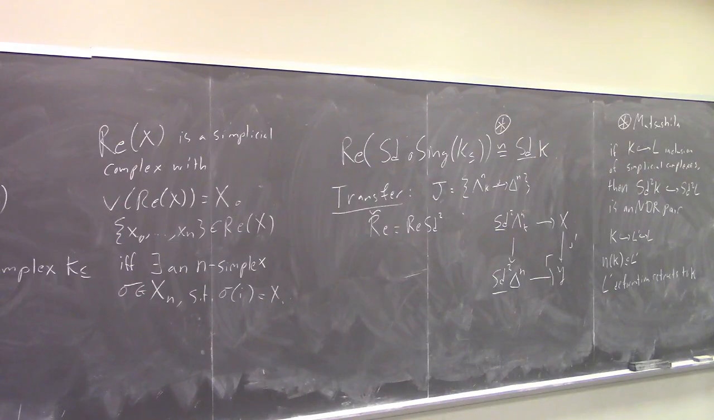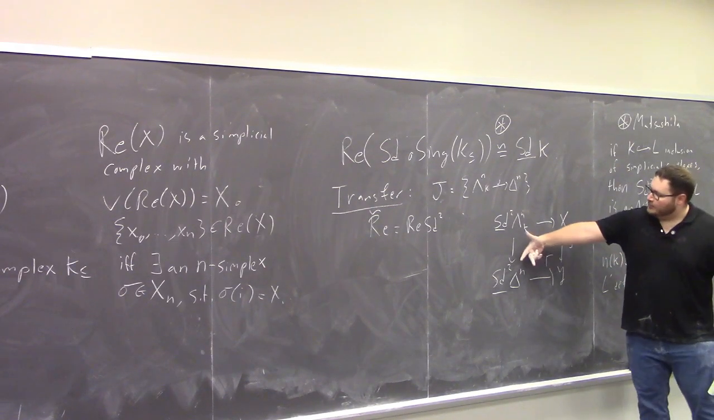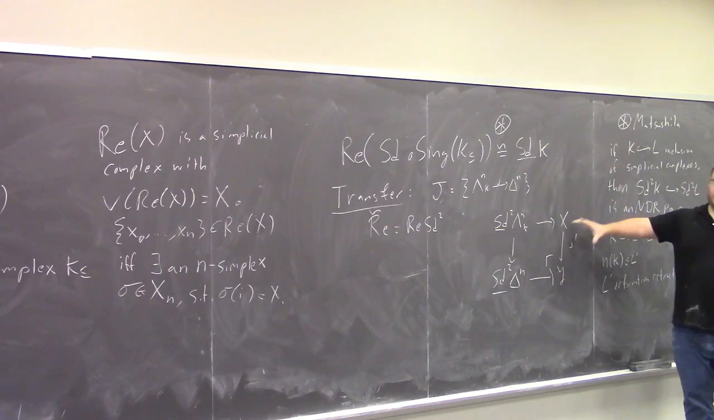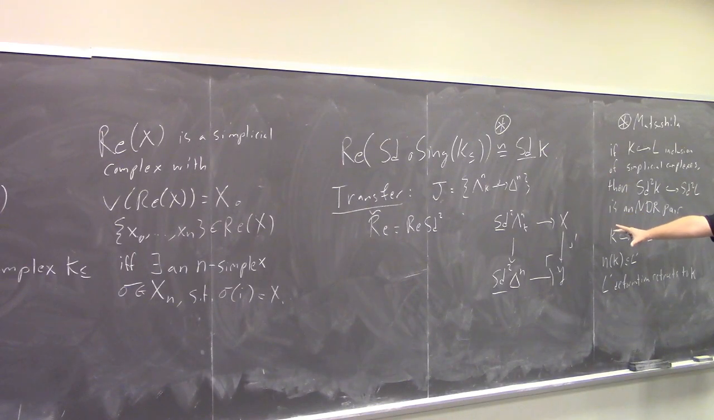Now, combining these two results, you can show that when you push this out, you get another NDR pair, and then you show that applying Sing to an NDR pair is a homotopy pushout. That gives you the model structure. Okay?